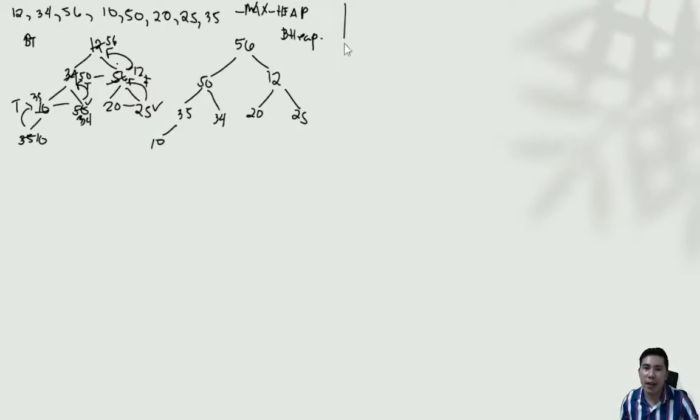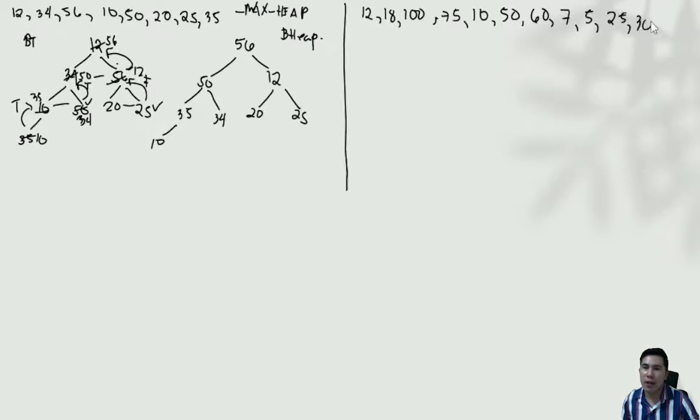Okay, let's try another example. Let's say for instance we have 12, 18, 100, 75, 10, 50, 60, 7, 5, 25, 30, and then say 45, 40. So first, we need to construct a tree.